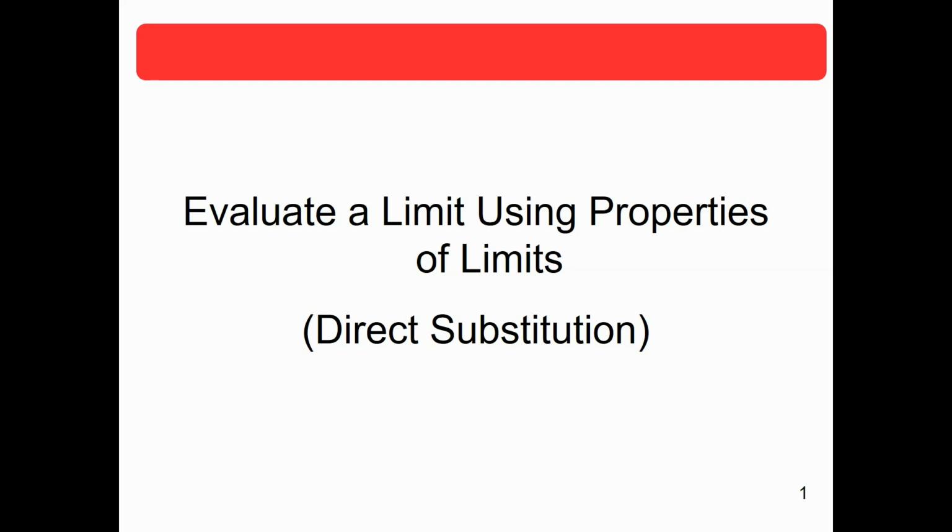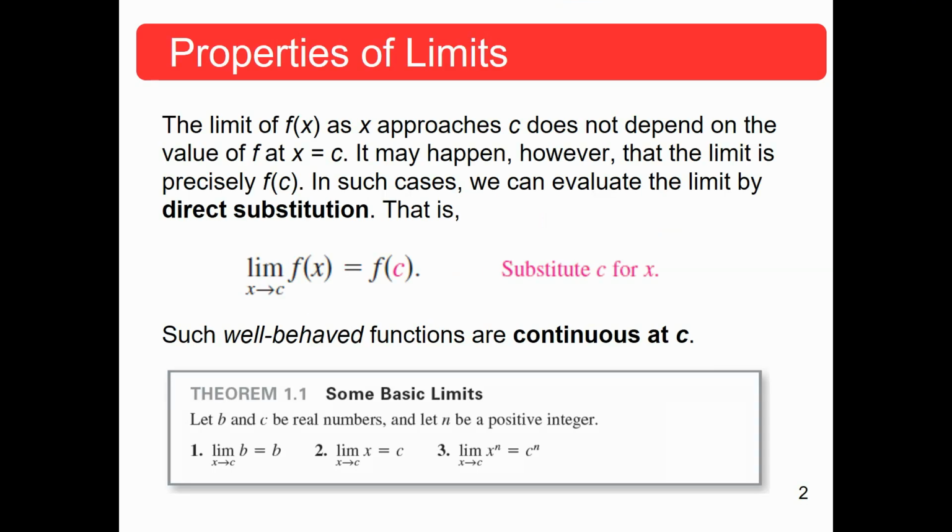For this video, what we're looking at is evaluating a limit using the properties of limits. We're going to call this direct substitution because all of these properties are going to allow us to do a direct substitution. Our first property: the limit of f of x as x approaches c does not depend on the value of f at x equals c. Because a lot of times we can't get that value.